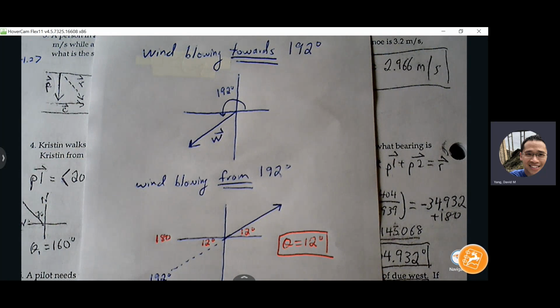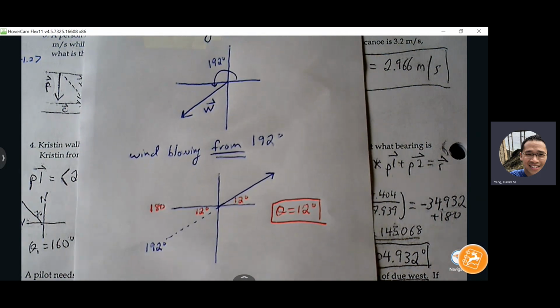There's a distinction between wind blowing towards 192 degrees versus wind blowing from 192 degrees. If it's blowing towards 192, that's straightforward. I'm just going directly into that third quadrant, so that's my wind vector in the third quadrant. But if the wind is blowing from 192 degrees, then it's coming towards, not away. So that's going to end up in which quadrant? The first. I'm going to follow that line and go the other direction into the opposing quadrant.